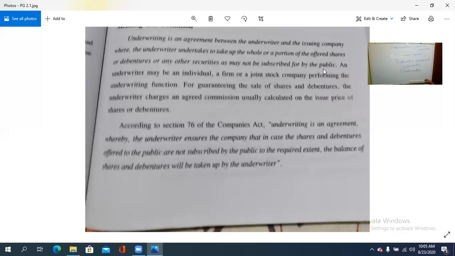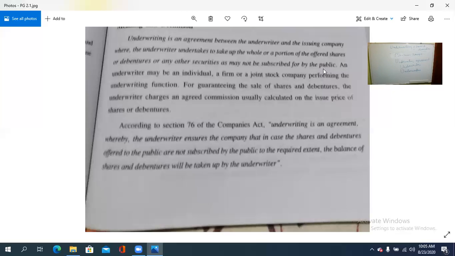So any other type of security that is not to be generally subscribed by the public. In such a case, this person, the underwriter, takes initiative to do this. So that is the function also. And for the functions performed, they are getting some benefit also. That is the underwriting commission. Agreed commission usually calculated on the issue price of the shares or debentures.